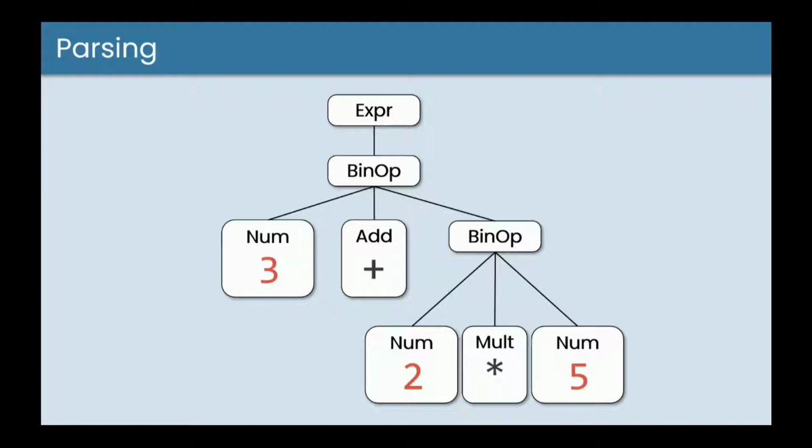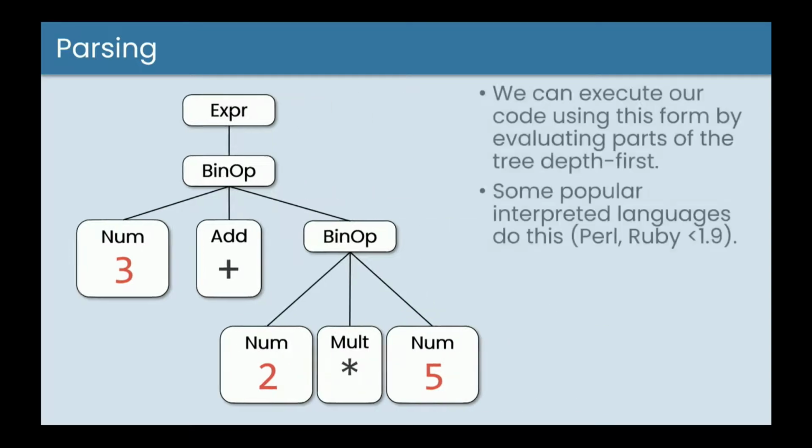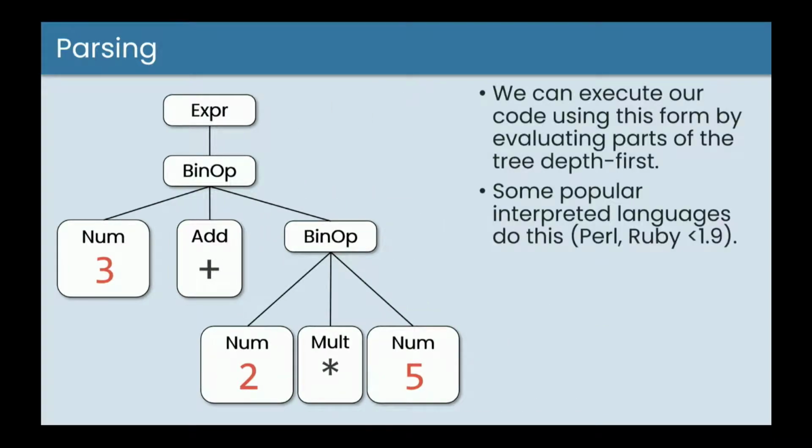Now, we can actually start to execute our code off this representation by going through this tree depth first. So if you went to the very bottom layer of the tree, you execute 2 times 5, which yields 10, then 3 plus the result of that, you get 13. So we can use this to build our own primitive interpreter, just by going through it depth first like that. And there are some popular interpreted languages that do this, mainly scripting languages quite similar to Python, like Perl and Ruby before version 1.9, both did this.